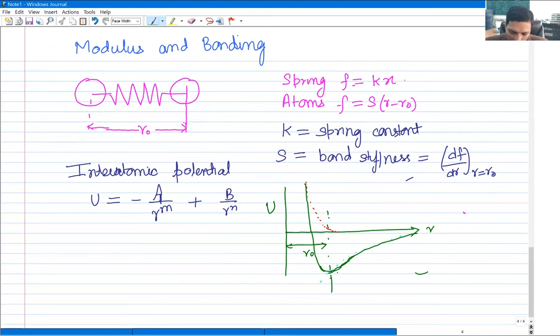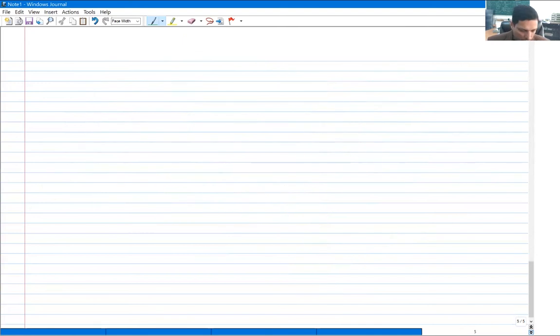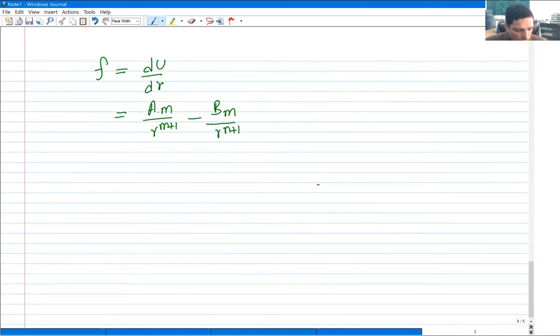Now, along with the interatomic potential, from the relation for interatomic potential, you can also calculate the force between the two atoms. And this force is given by dU by dr. So if you take the relation given above, it becomes A times m by r to the power m plus 1. The negative sign is gone and the negative sign comes over here: B n by r to the power n plus 1.